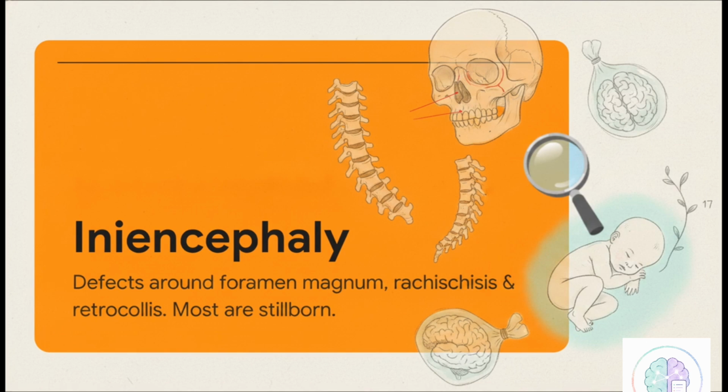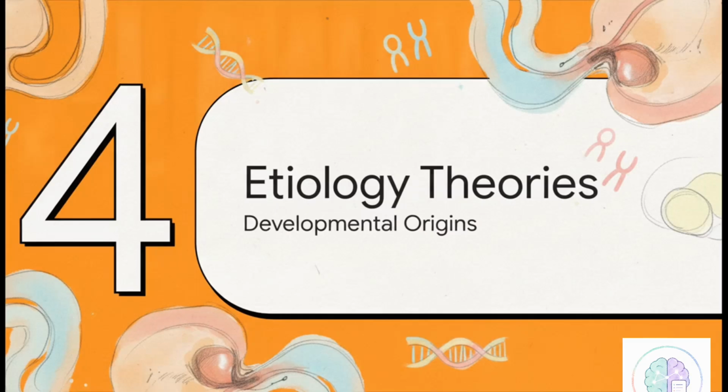Before we move on, we have to touch on a very severe, specific presentation related to these defects, called enencephaly. This is characterized by defects around the foramen magnum, accompanied by rachischisis and retroflexion. It carries a remarkably grim prognosis, guys. Most infants with this condition are stillborn, though the literature does note some very exceptional cases surviving up to age 17.